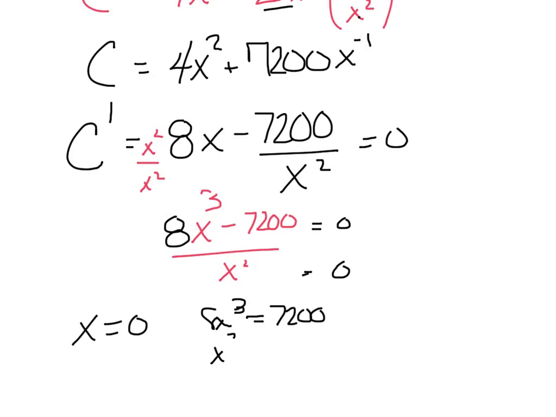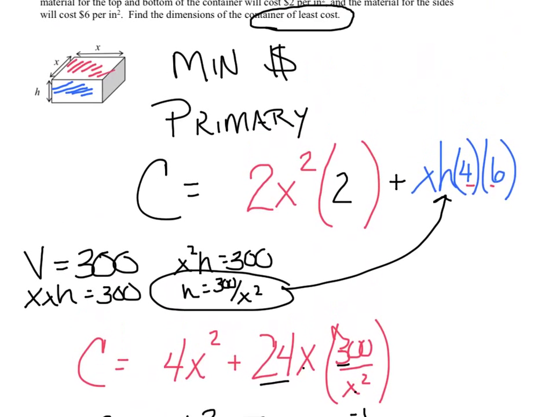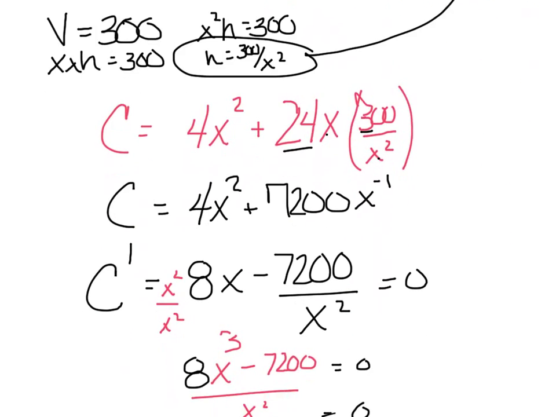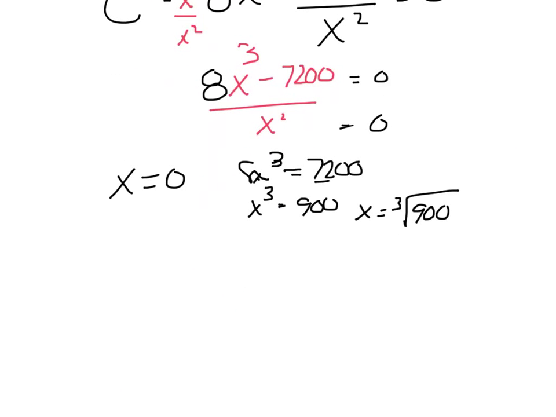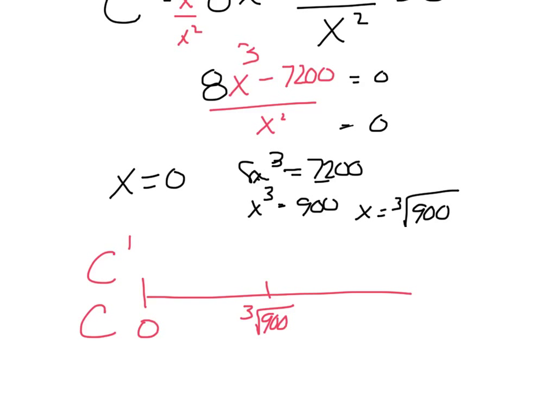Let's see, that's x cubed, 8 goes into 7200, 900 times. So I get x equals the cubed root of 900. Now, I clearly have two critical points, 0 and the cubed root of 900. I'll put those on my chart, and I'll just look back. I wanted the least cost, so I want to minimize the cost. Clearly, I'm not going to have a negative x value. I know my domain starts at 0, so I've got the cubed root of 900. That's C prime, describing the cost.